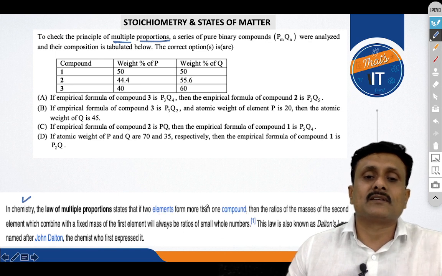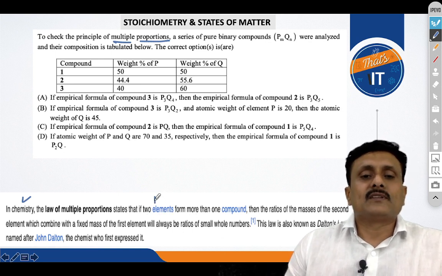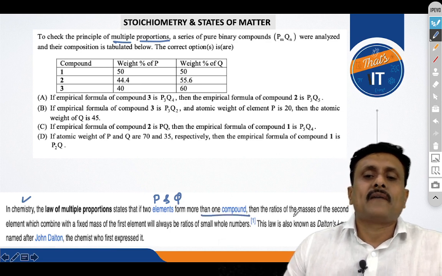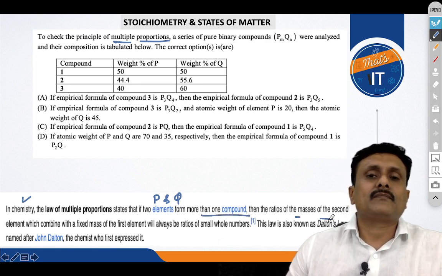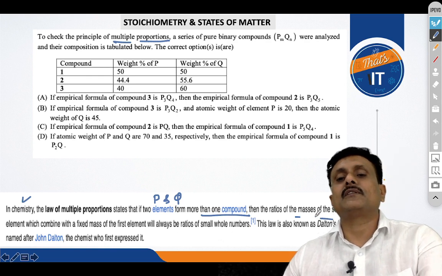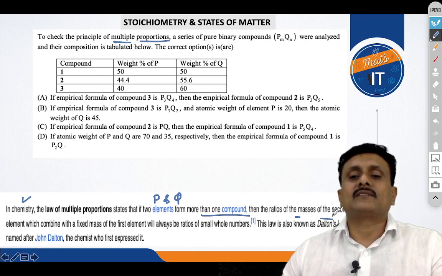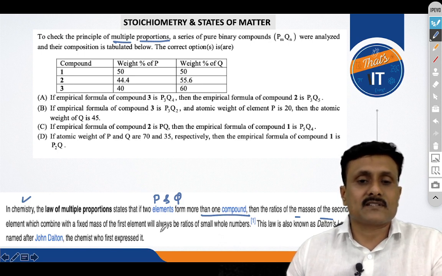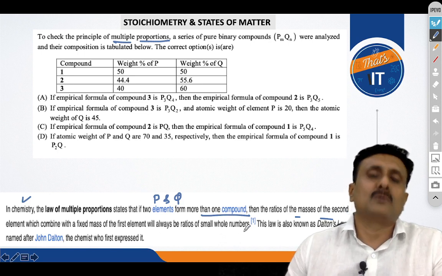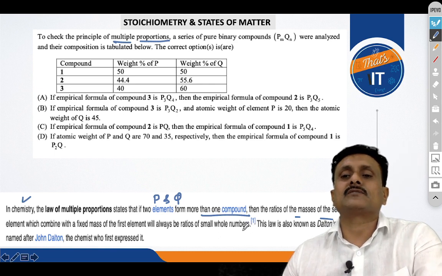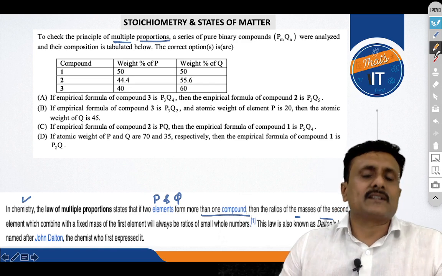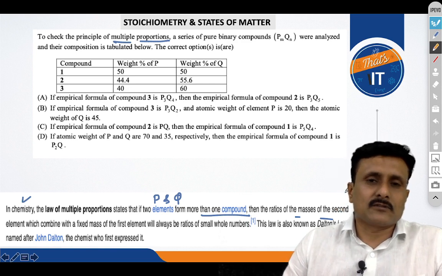It states that the two elements, say P and Q in this case, when forming more than one compound, then the ratio of the masses of the second element which combine with a fixed mass of the first element will always be the ratio of small whole numbers. Now, this is the definition part which I wanted to give you, as you have already understood and learned from the intermediate textbooks. I mean 11th and 12th textbook also have it.